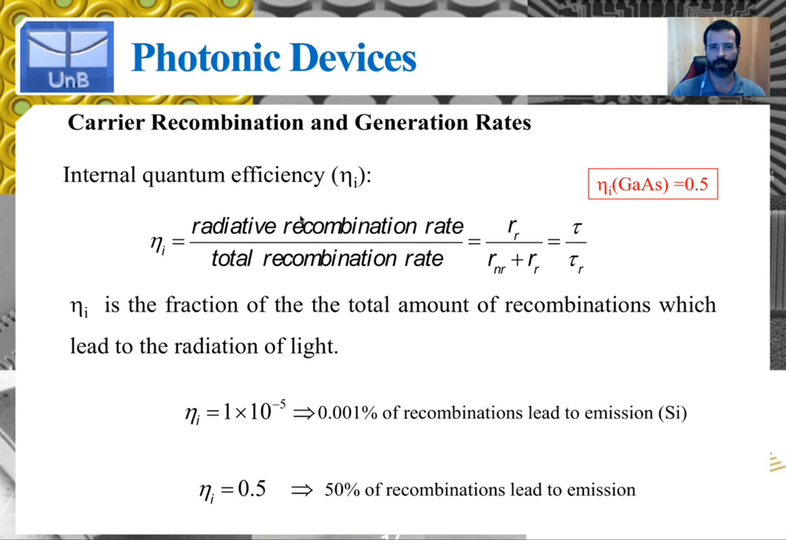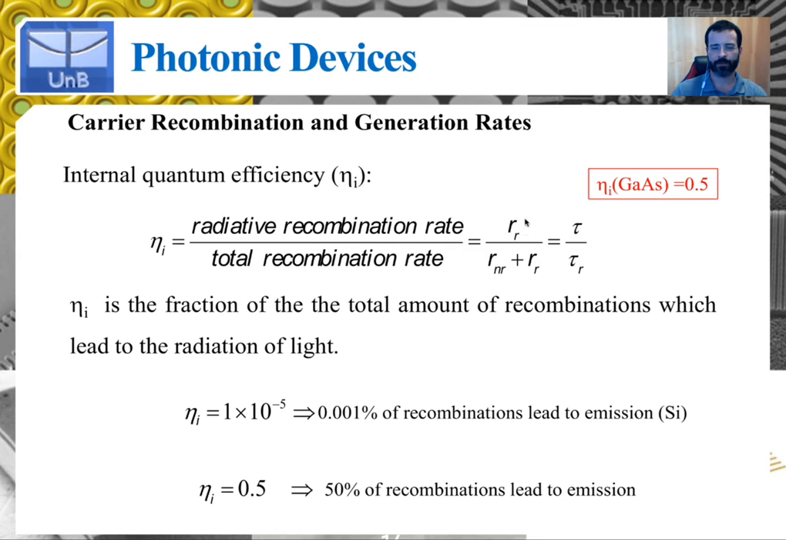So eta I is the ratio of the radiative recombination rate to the total recombination rate, right? So it's the ratio of the recombinations which will lead to emissions. From this definition we see that eta I is going to be RR divided by R total, which is RNR plus RR.